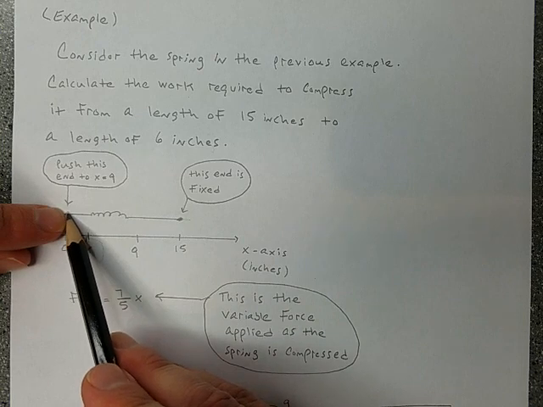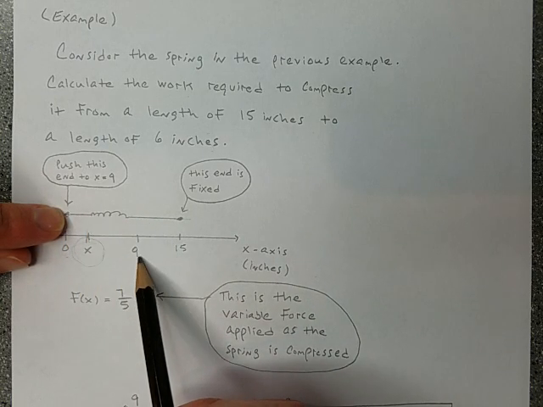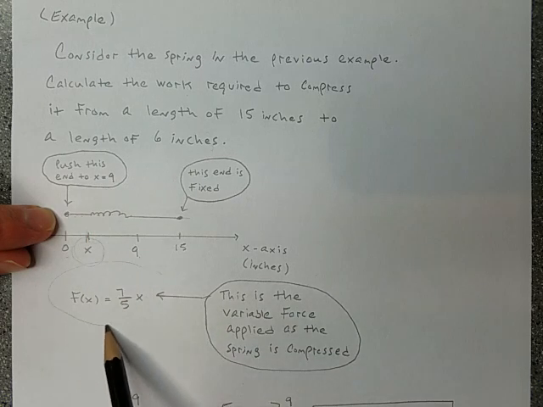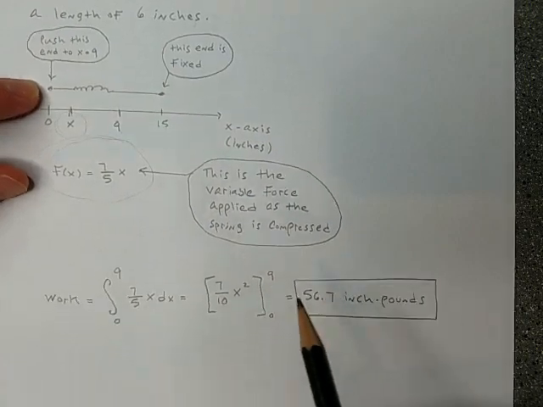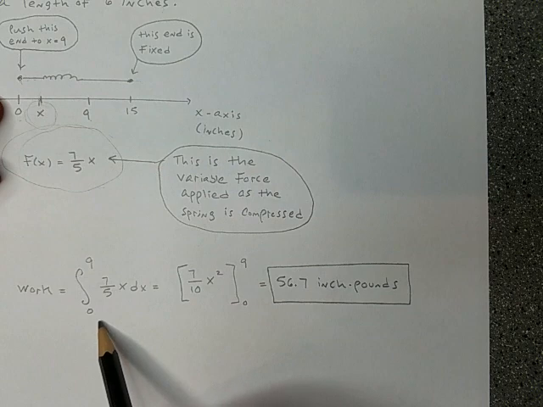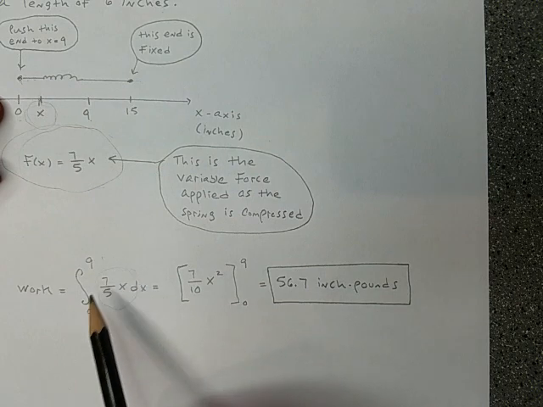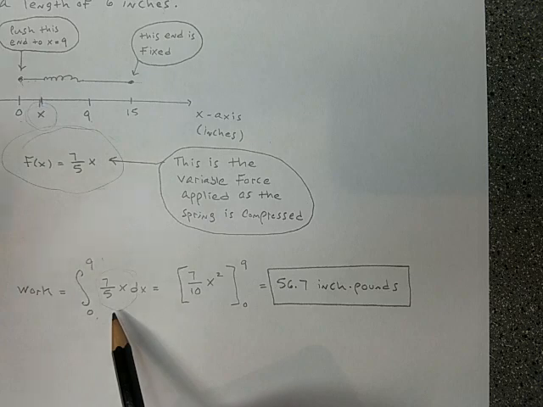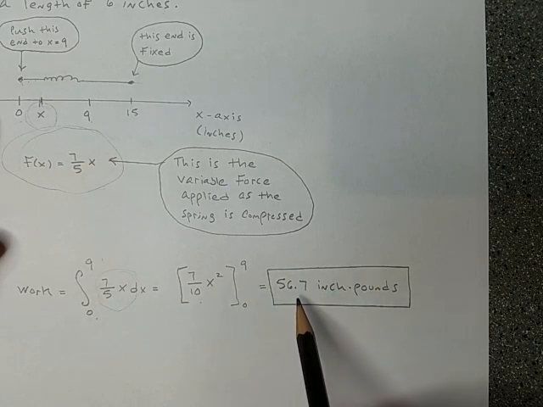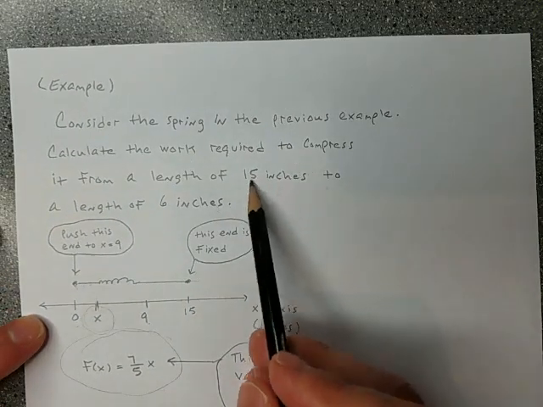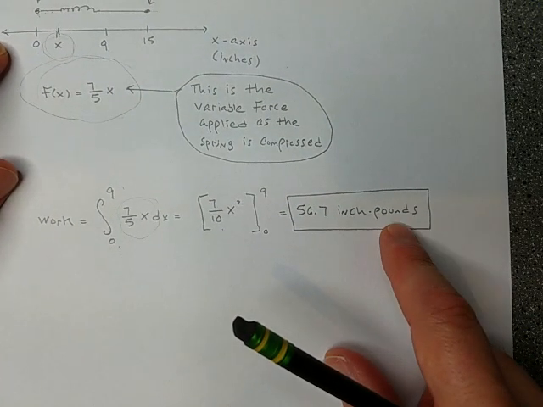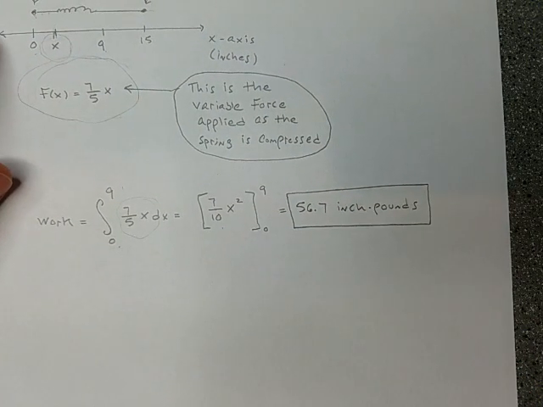I'm going to push it from 0 to 9. The force required at every point along that journey will be this, so all that goes in here. Push the end of the spring along the x-axis from 0 to 9, and that's the variable force required as I go along. That's a pretty easy integral to do, and you'll get 56.7. What are the units? Distance units are inches, and before, when I gave my force units, they were in pounds, so that's going to be inch-pounds.